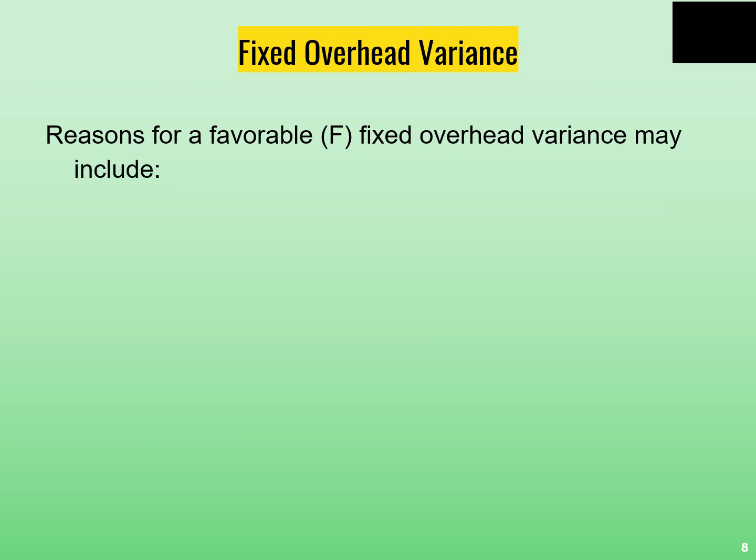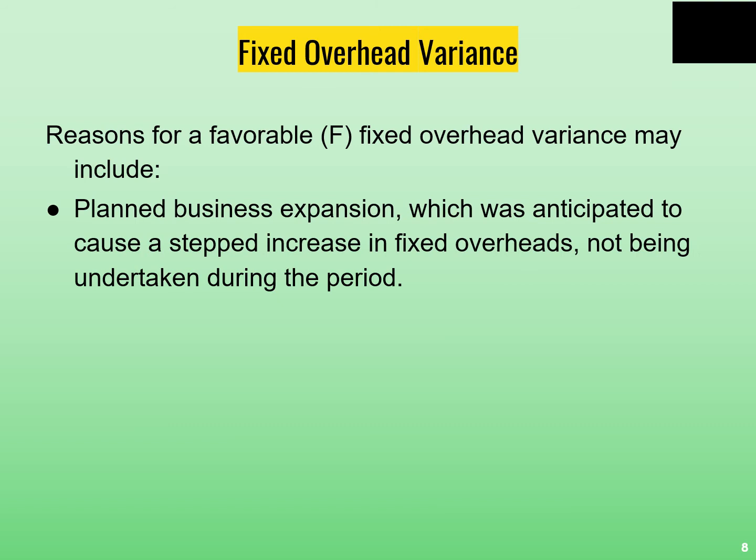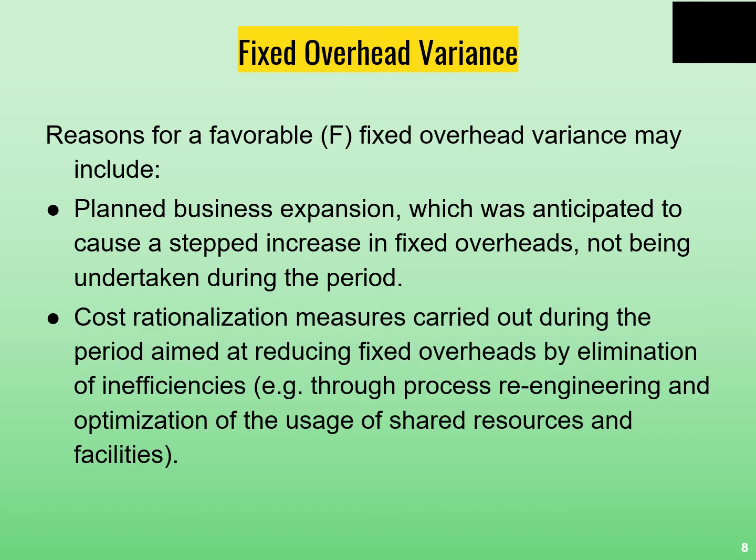Reasons for a favorable fixed overhead variance may include a planned business expansion, which was anticipated to cause a step increase in a fixed overhead, not being undertaken during the period. Cost rationalization measure carried out during the period aimed at reducing fixed overhead by elimination of inefficiencies, for instance, through process re-engineering and optimization of the usage of shared resources and facilities.